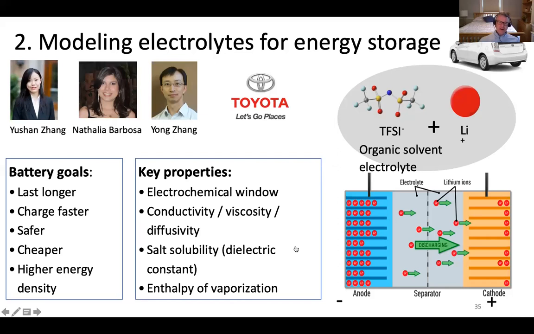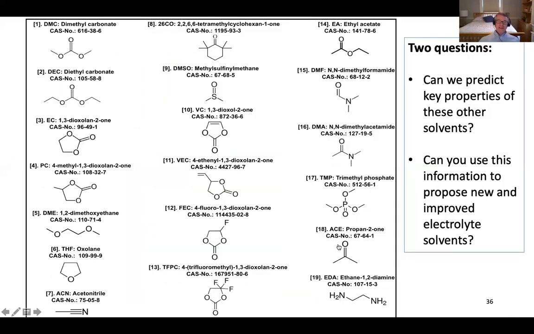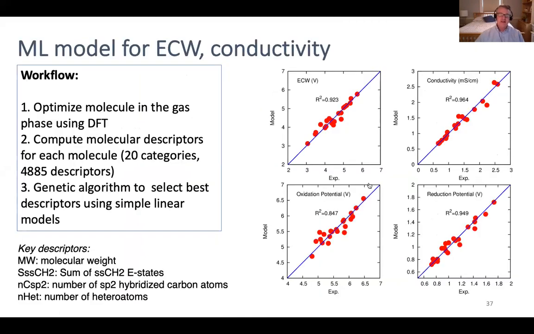So one of the things they said is, well, we'll give you data for 19 different electrolyte solvents that we've been working on. And could you use this information to develop a machine learning model to tell us how we could predict properties of other solvents? And so they did that, and here are the results. Basically, we used a lot of different descriptors in a genetic algorithm to select the best molecular descriptors. We chose 4 of them.